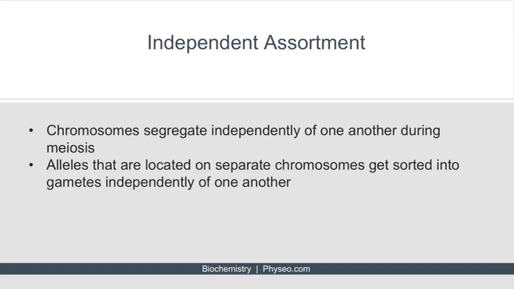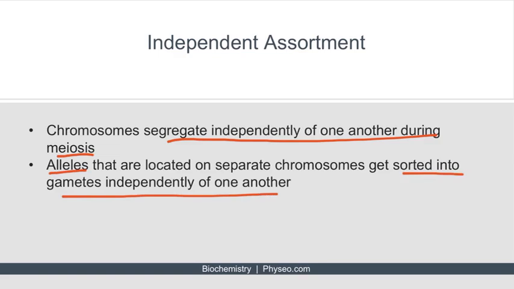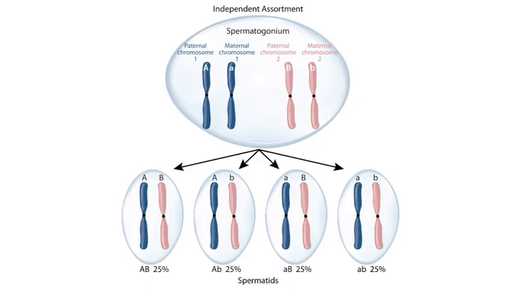Let's start with independent assortment. Independent assortment refers to the idea that chromosomes segregate independently of one another during meiosis. Because chromosomes segregate independently, it can be deduced that alleles that are located on separate chromosomes also segregate independently. In other words, the alleles are sorted into gametes independently of one another. This is a figure of independent assortment, which can be found in Section 3 of Genetics.